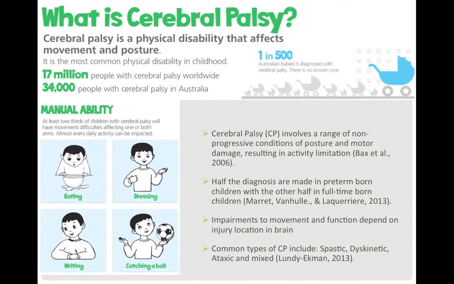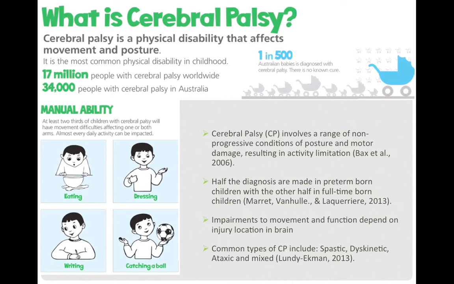Worldwide, there are 17 million people who are diagnosed with this condition. In Australia, there are 34,000. 1 in every 500 babies born in Australia is diagnosed with CP. That is a baby born every 15 hours.